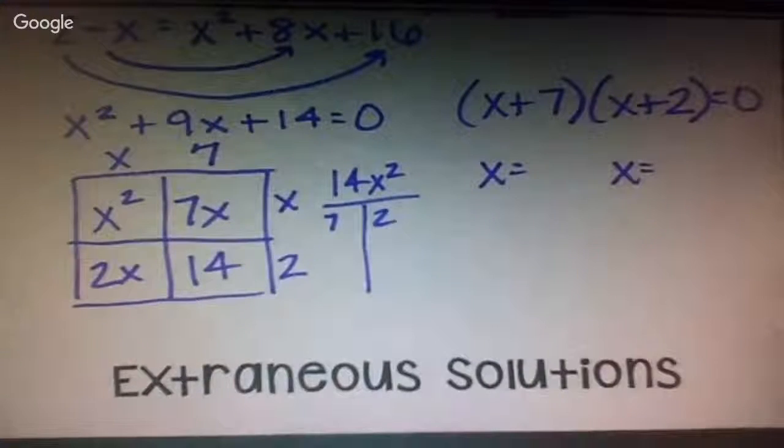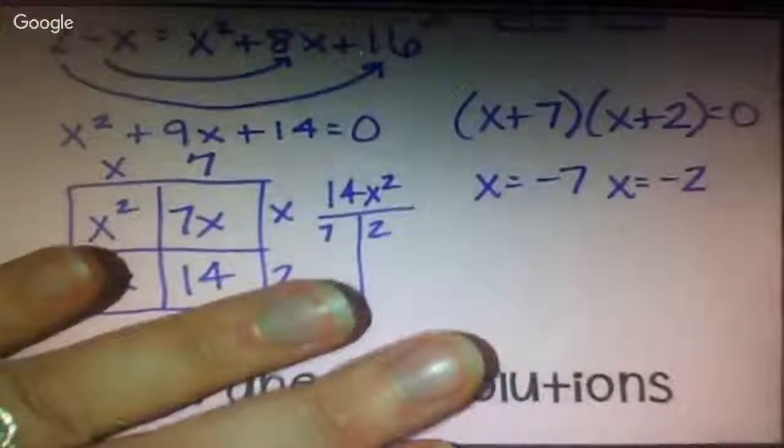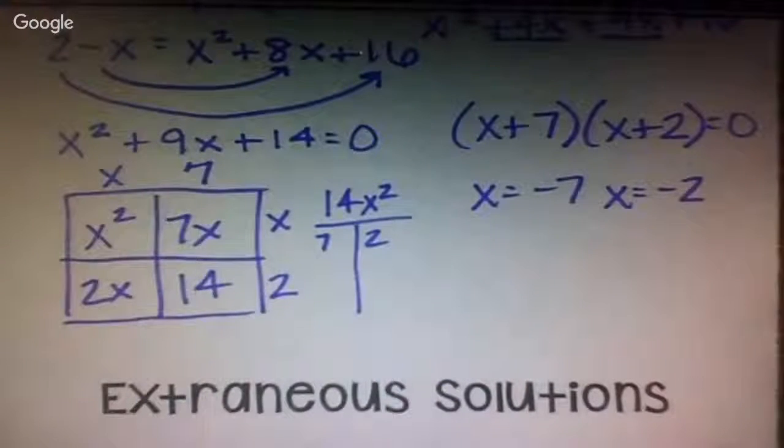So when I set both of those equal to 0, what values am I actually rolling with? -7 and -2. Oh, that makes me so mad when I do all that work and I'm like, oh, I got 2 answers, and then it's like, neither one of them work. Screw you.